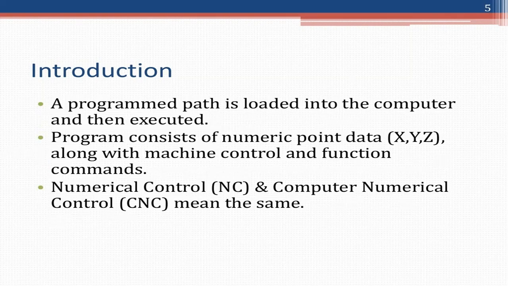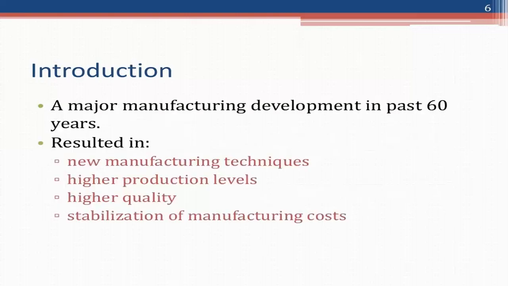The program consists of numeric data points X, Y, Z along with machine control and function commands. If we need the tool to move in the X minus direction, then X minus will be given. The axis with plus or minus sign will be included in the program for the movement of the tool. Numerical control and computer numerical control mean the same. If a computer is not involved, it is called numerical control. If the computer is involved, it is called computer numerical control.